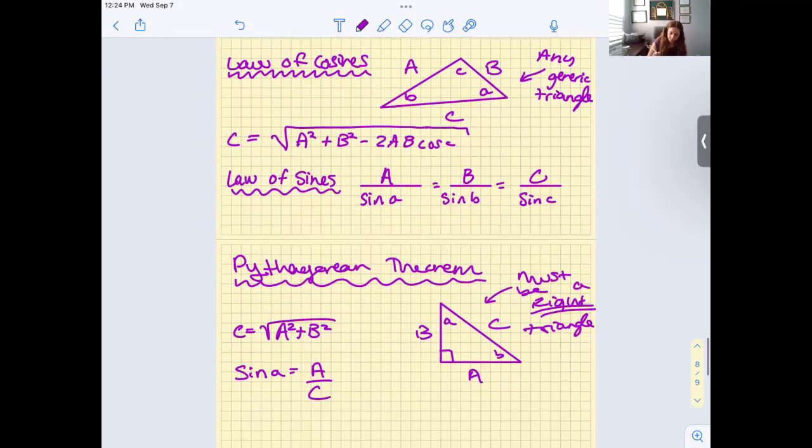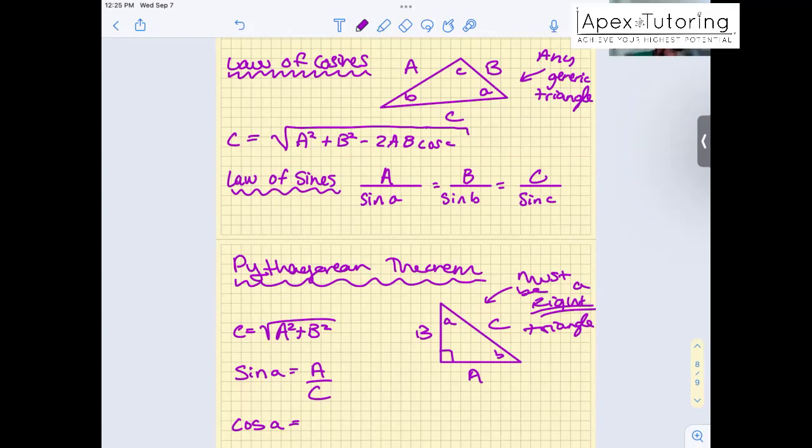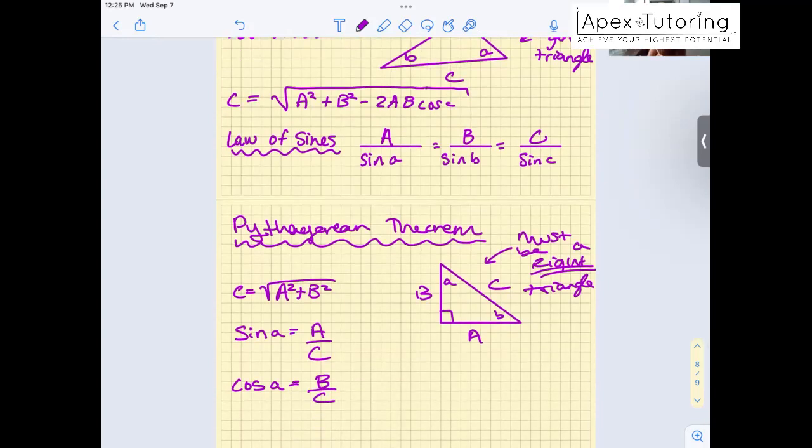What is cosine of angle A? B over C, because that's adjacent over hypotenuse. And what is tangent of angle A? A over B.